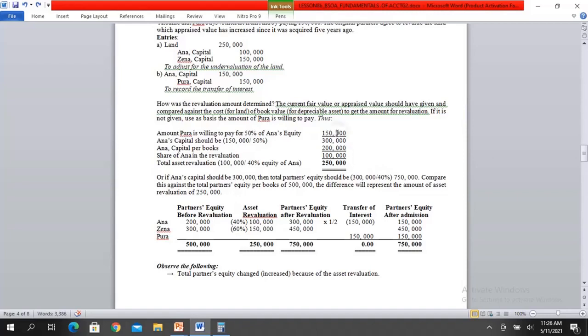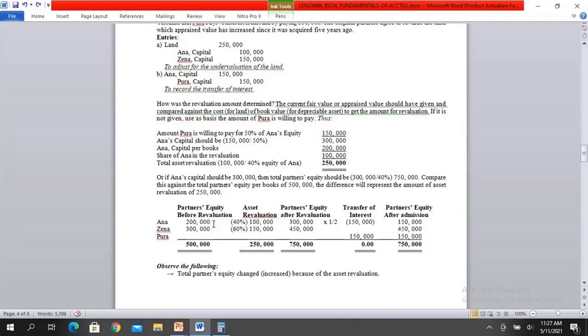So, di ba sabi natin kanina, ito yung pwede natin gamitin para makuha yung total revaluation of asset kung hindi given yung original amount and yung current market value or yung fair value ng asset at the time of dissolution. So, ito yung pwede pa nating gamitin na isa pang method. So, first, partner's equity before revaluation.